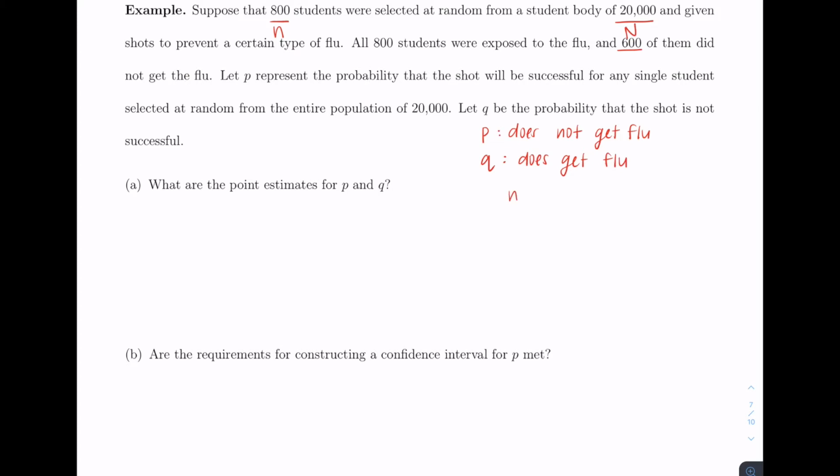A failure here is getting the flu. And so we can see that N is equal to 800. 600 did not get the flu, so that's how many successes we have. When we find the point estimates for P hat and Q hat, we know P hat is equal to X over N. So 600 divided by 800, which is just 6 over 8, or 3 over 4, or 0.75. So 75% of the sample did not get the flu after getting the flu shot, while 25% of the sample did get the flu.